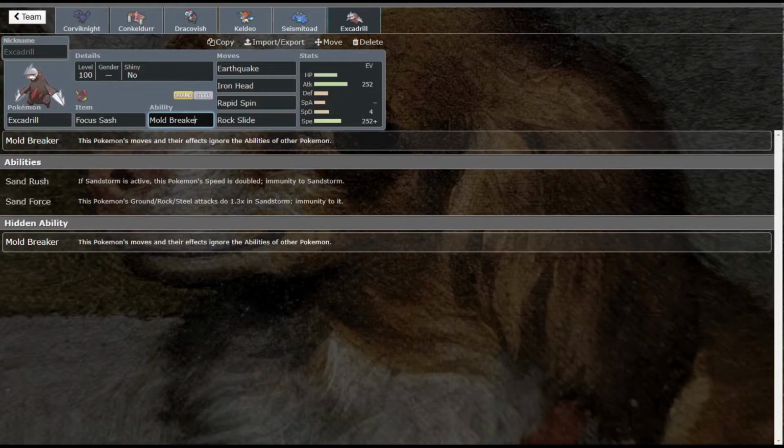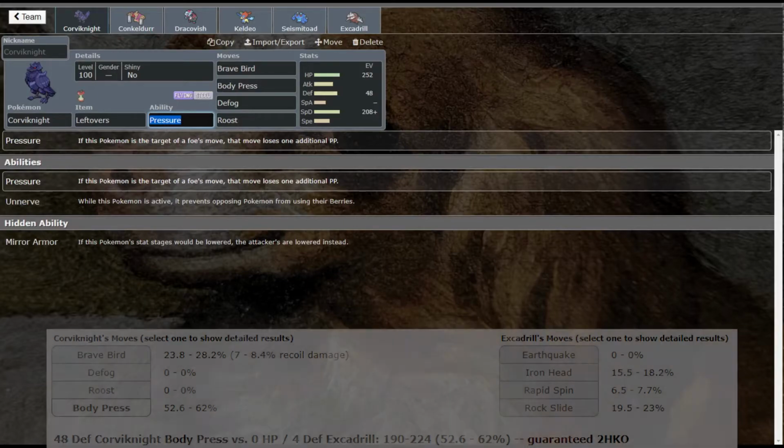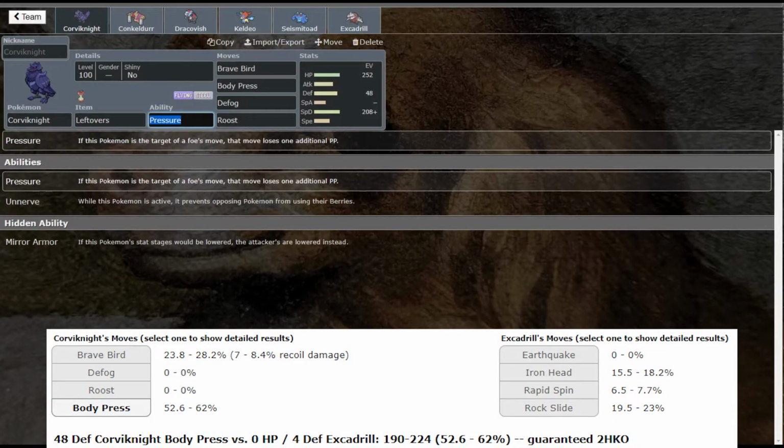So let's go ahead and get started with Corviknight. Now, Corviknight has always been Excadrill's biggest counter. Since the game started, Excadrill cannot deal with Corviknight at all in any way. So basically what we're running here is a 48 defense Corviknight. And what this does is this actually allows us to two-hit KO with Body Press. And that's why I really like it.